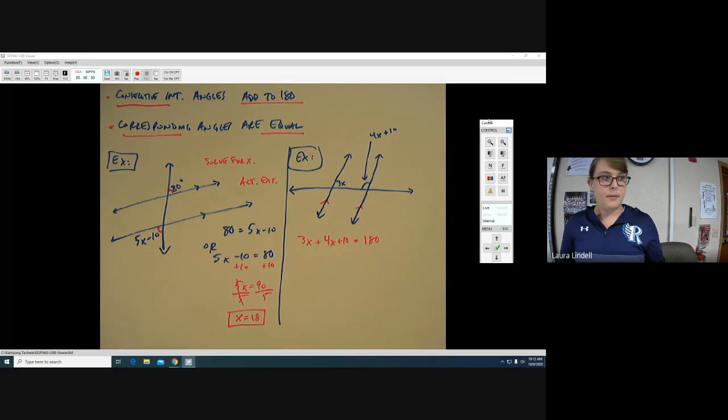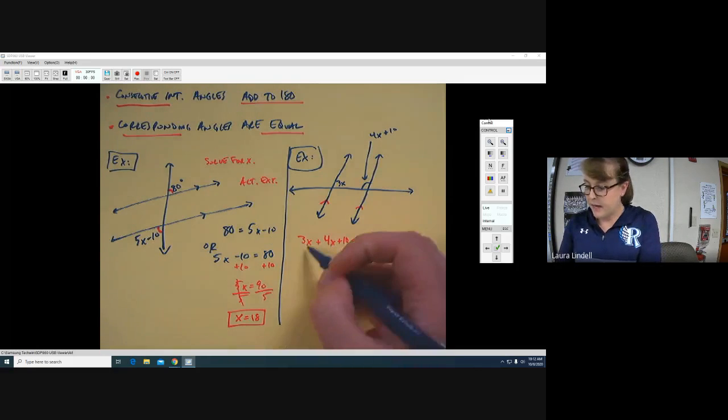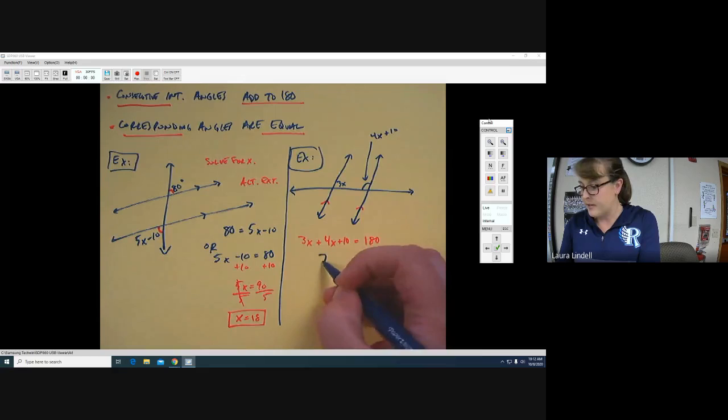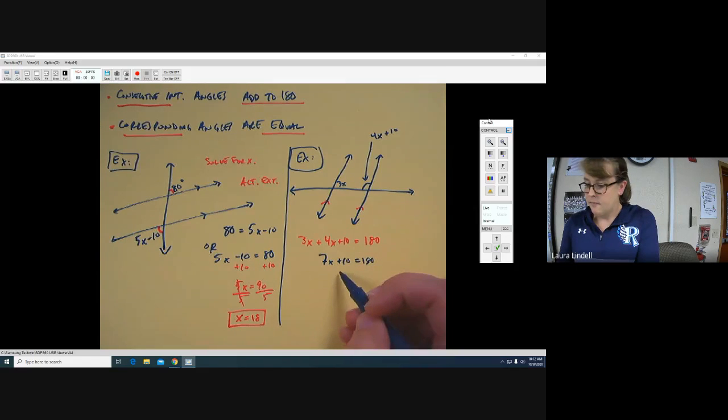All right. Then we have to solve this equation. So let's combine some like terms here. 3x plus 4x is 7x. Minus 10 on both sides. We're left with 7x equals 170.